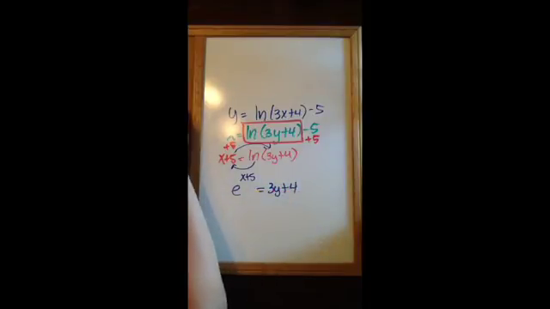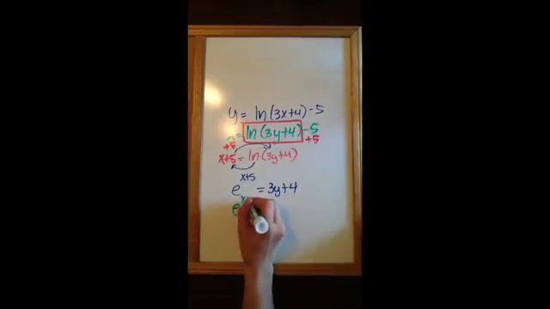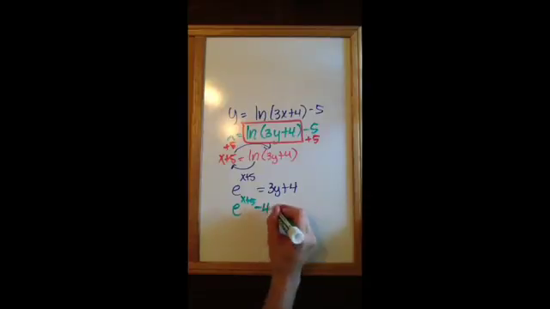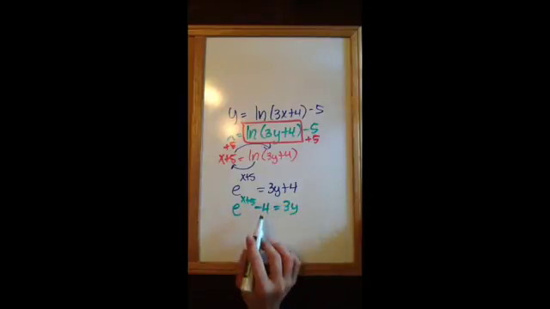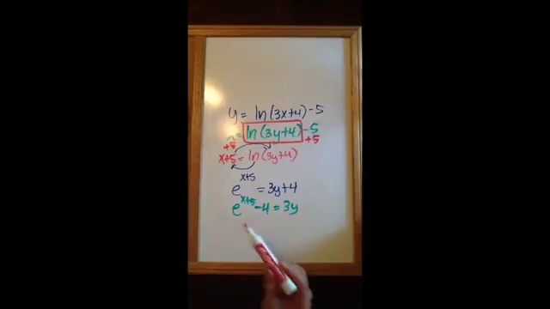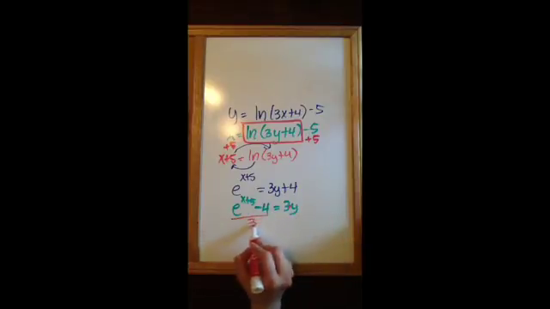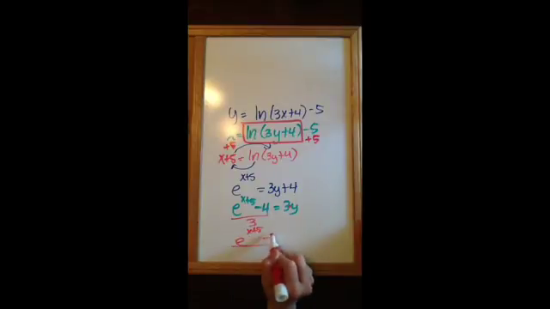So I'm first going to subtract the 4 to get the y more by itself, so I have e to the x plus 5, subtract 4, equals 3y. Notice the subtract 4 is outside of the exponent, because it was done after we had switched to exponential. So now I'm going to undo multiplying by 3 by dividing by 3. So I'm going to divide this whole thing by 3. So I have e to the x plus 5 minus 4 over 3 equals y.